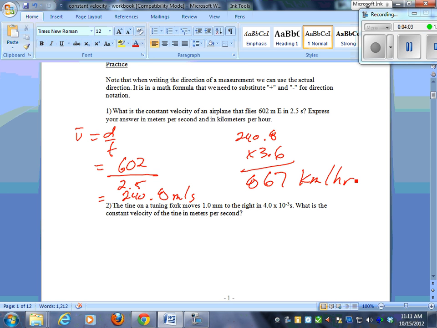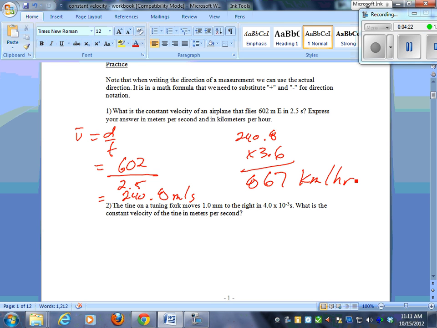Number 2: the tine on a tuning fork moves 1 millimeter to the right in 4.0 times 10 to the minus 3 seconds. What is the constant velocity of the tine in meters per second? The tine is the little pokey thing, like on a regular fork. That's the technical term for it.